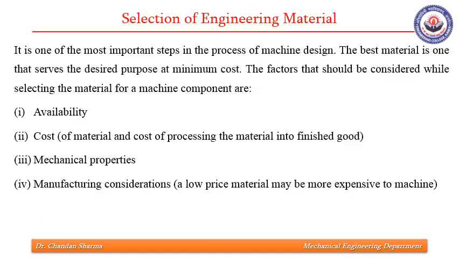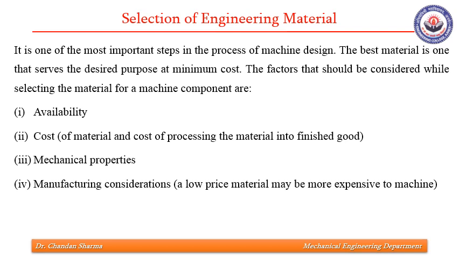Now we have seen various engineering properties, and we have also seen the designation. Then comes the steps which decide how a suitable engineering material is selected for the given function. It is one of the important steps in the process of machine design. The best material is one that serves the desired purpose at minimum cost.